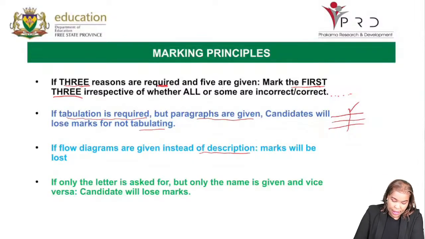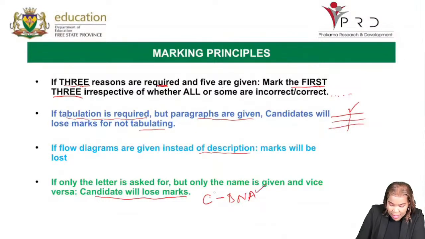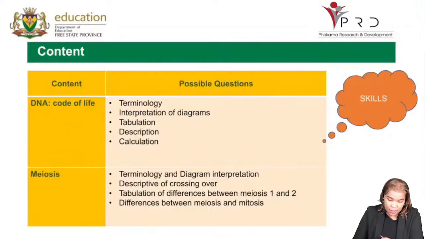Right. This one is very important also. Read your instructions carefully. It says, if only the letter is asked for, but only the name is given, and vice versa, the candidate will lose marks. So you need to check if they say you must give the letter and the name. Let's say the letter is C and then the name is DNA or something. So both of them need to be there. Please make sure that you take that into cognizance.